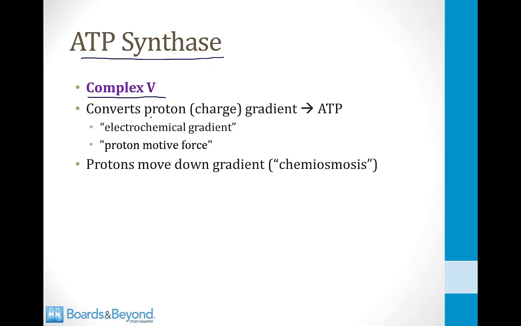And it converts the proton gradient, which is really an electrical charge gradient, into ATP. This is called using an electrochemical gradient to drive the synthesis of ATP. It's also sometimes described as a proton motive force. The protons are essentially moving down their concentration gradient. They are concentrated in the intermembrane space, and they are diffusing through ATP synthase into a place where they are less concentrated. This process is sometimes called chemiosmosis.